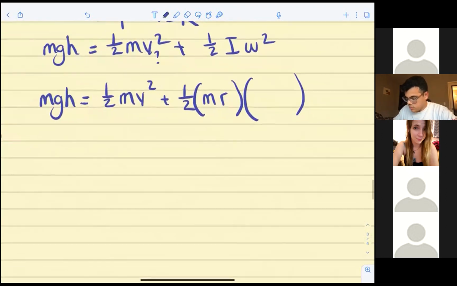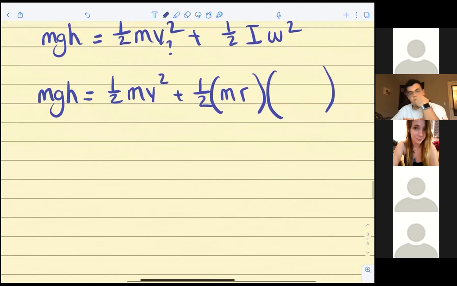Is this RC or RD? Who knows? Somebody's saying disk. Why is that? So I have some conflicting opinions here. Wouldn't it be the cylinder because that's what's making contact with the ramp? That's a good argument to make.